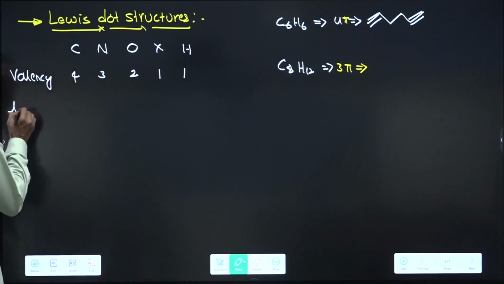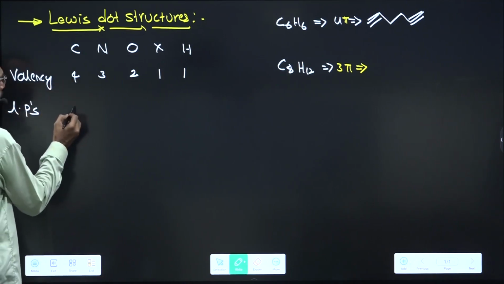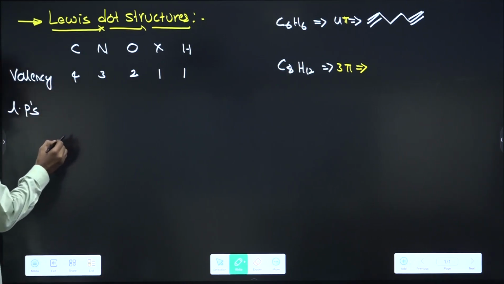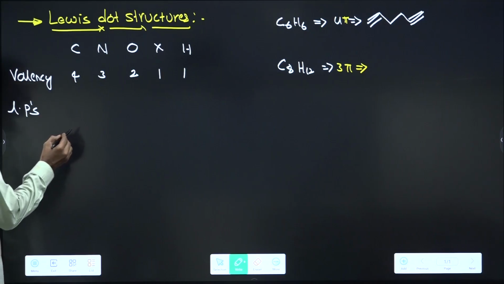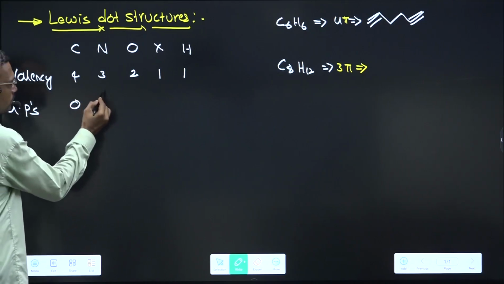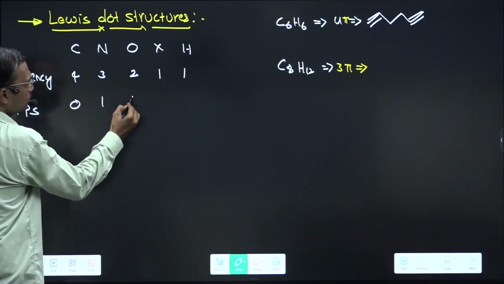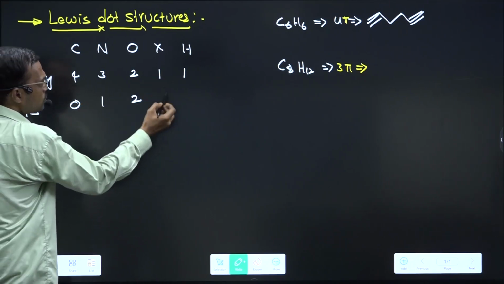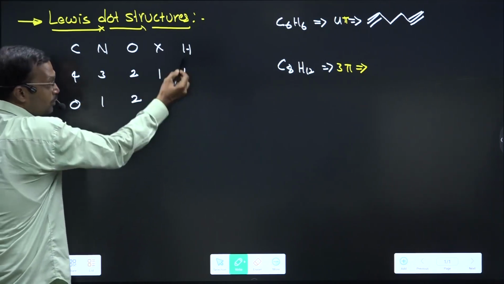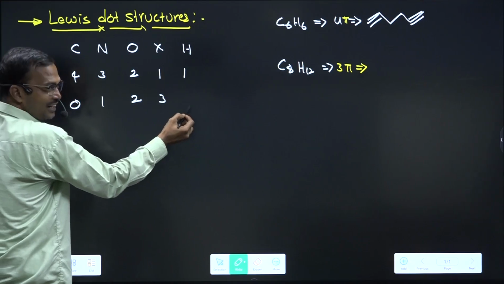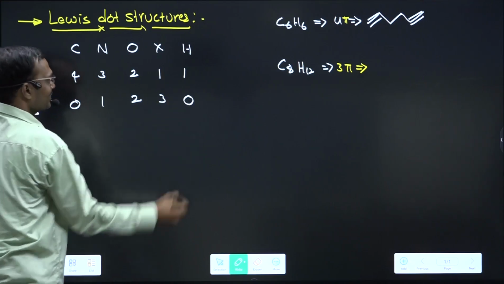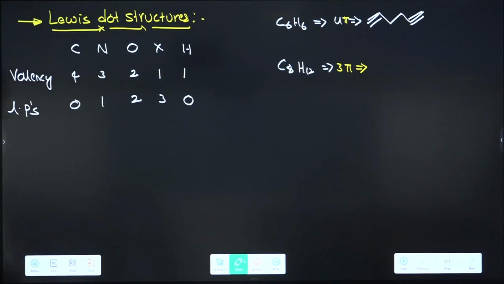Now what about lone pairs? How many lone pairs are possible here? Carbon: how many lone pairs are present on carbon? 0. Nitrogen: 1. Oxygen: 2. Halogen: 3, that is 1, 2, 3. Hydrogen: can I write 4? 0.